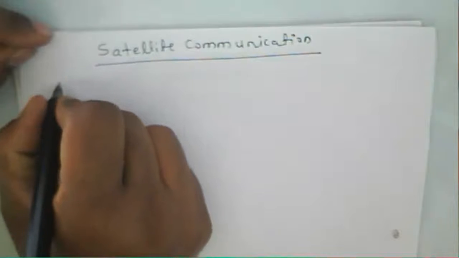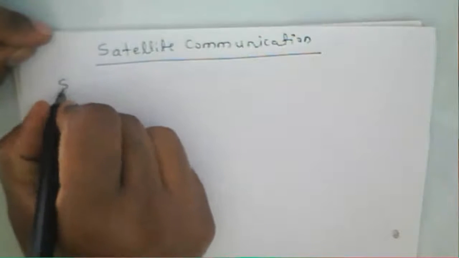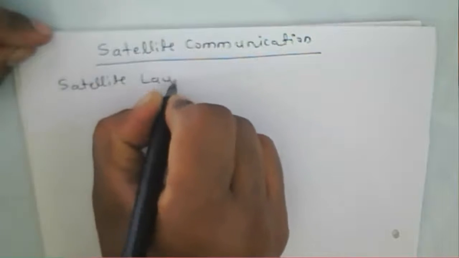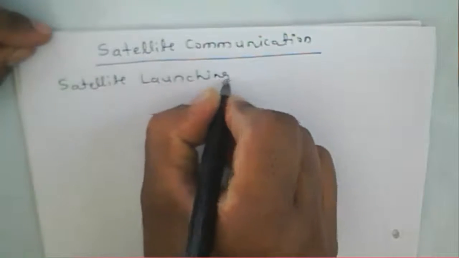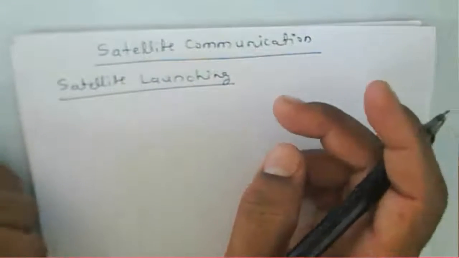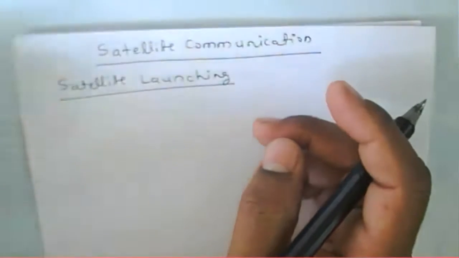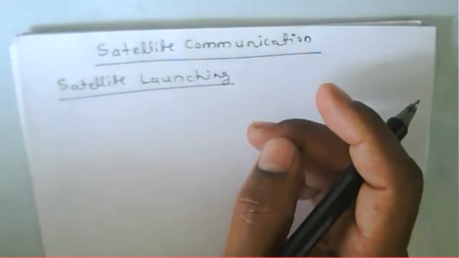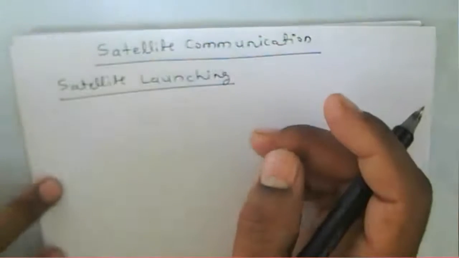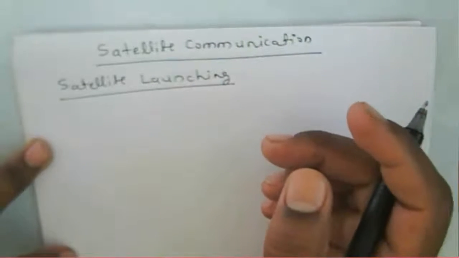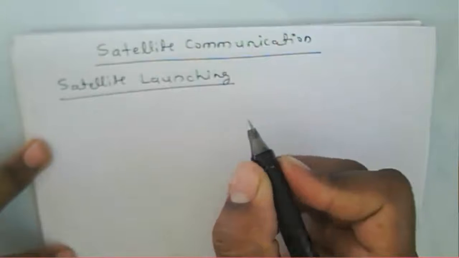Today we'll learn how a satellite is launched into space. We will first learn what the various techniques and vehicles used for these launchings are, and we will also see one simple example of a launcher.